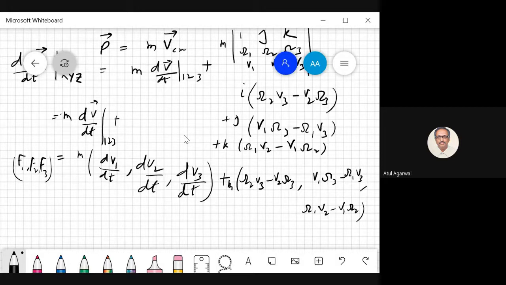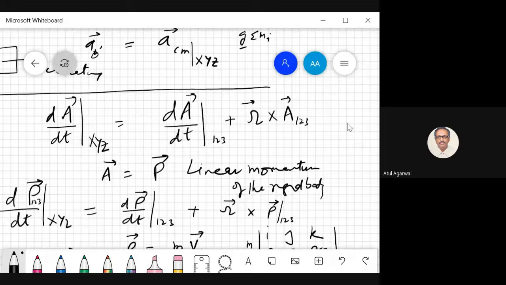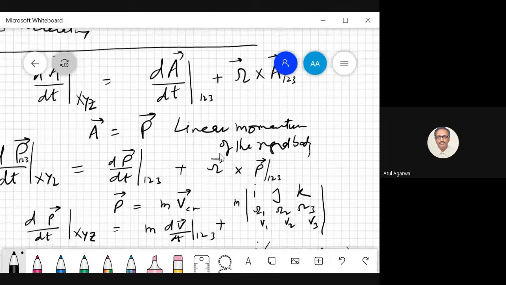So one equation you can write for coordinate direction 1: m(ω2 v3 − v2 ω3) + m dv1/dt = Fy. Similarly, you have the other equations. Now, what you have done here is represented everything in the 1, 2, 3 system. You see the angular velocity omega, you have represented in the 1, 2, 3 system.